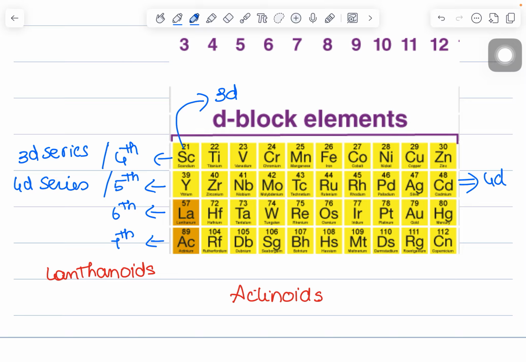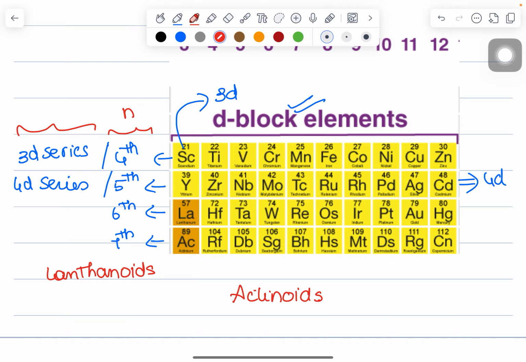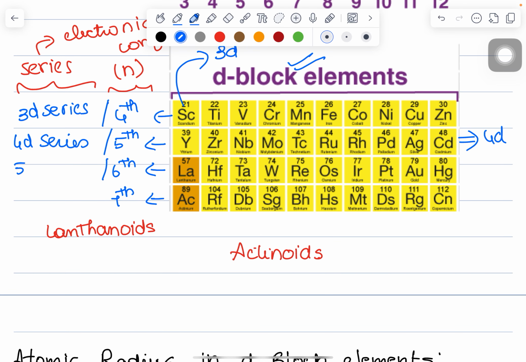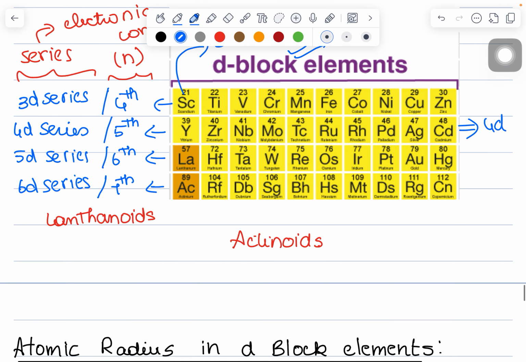So usually when we talk about d block elements, we talk on the basis of series rather than period. The period is denoted as n, and these are series, due to their electronic configuration. Hope this is clear, students. Moving on, the sixth period is called the 5d series, and the seventh period is called the 6d series.